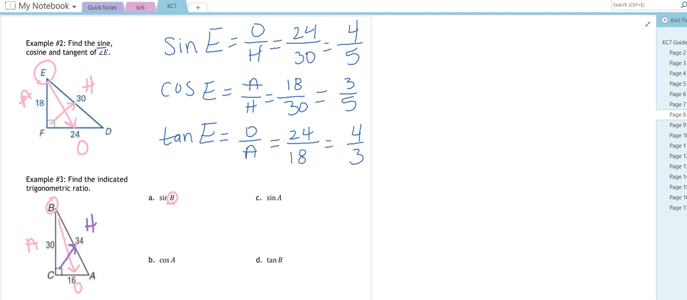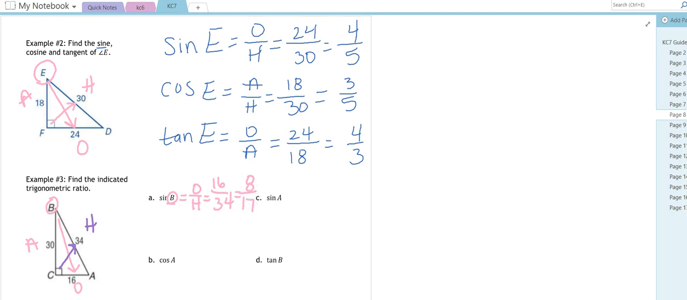All right, so looking at letter A, the sine of B is going to be opposite over hypotenuse. Let's do it in pink. Opposite of B was 16. My hypotenuse was 34. And 16 over 34 simplifies to 8 over 17.